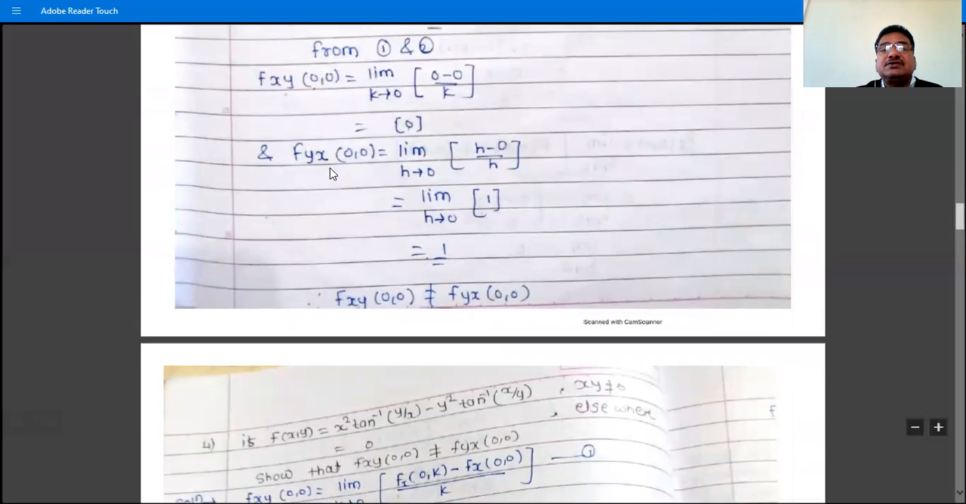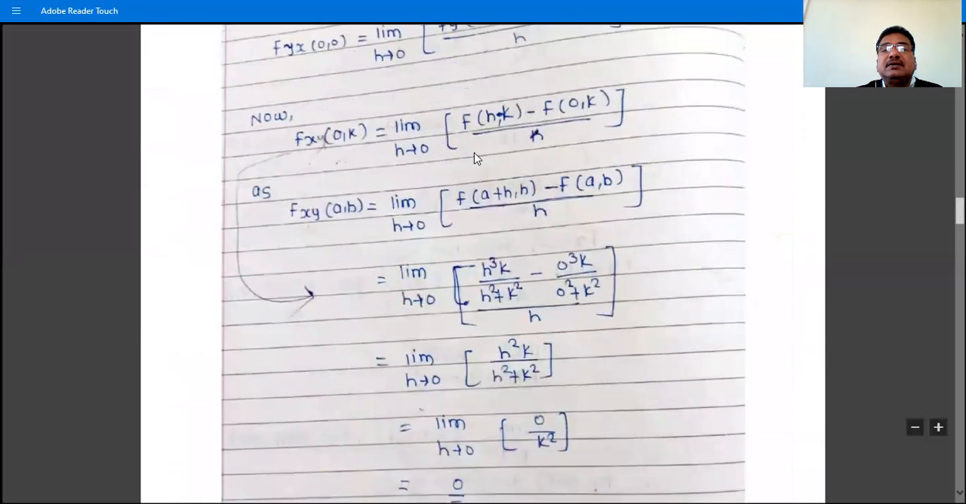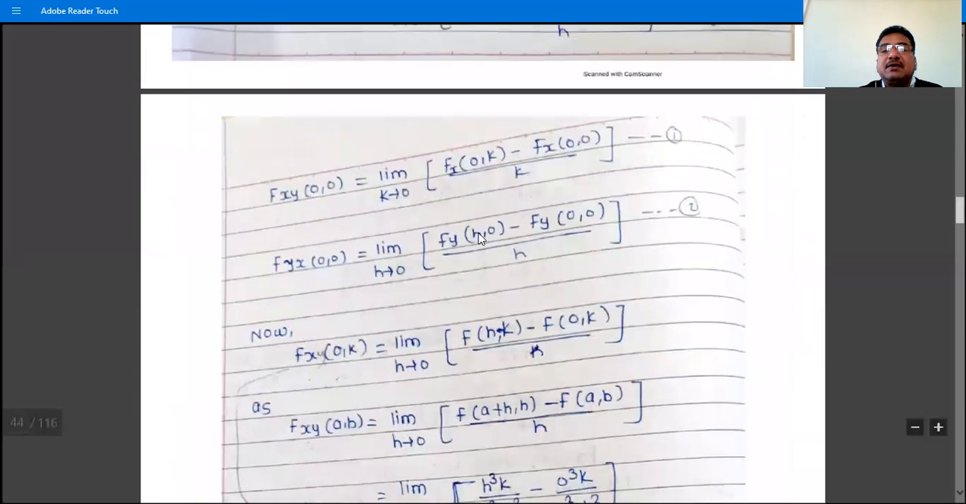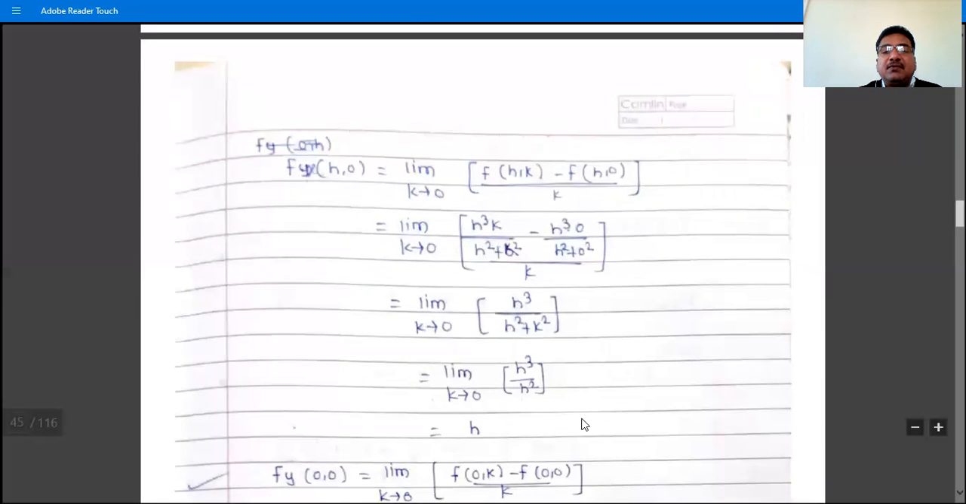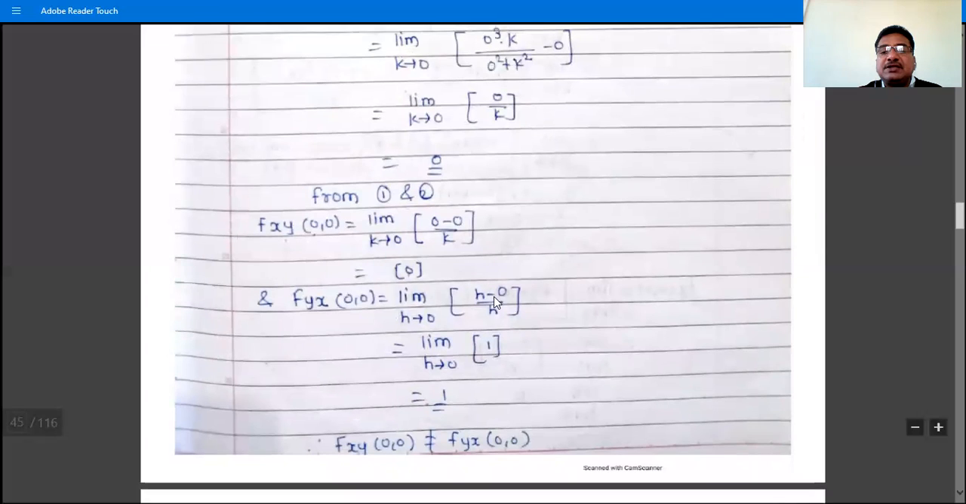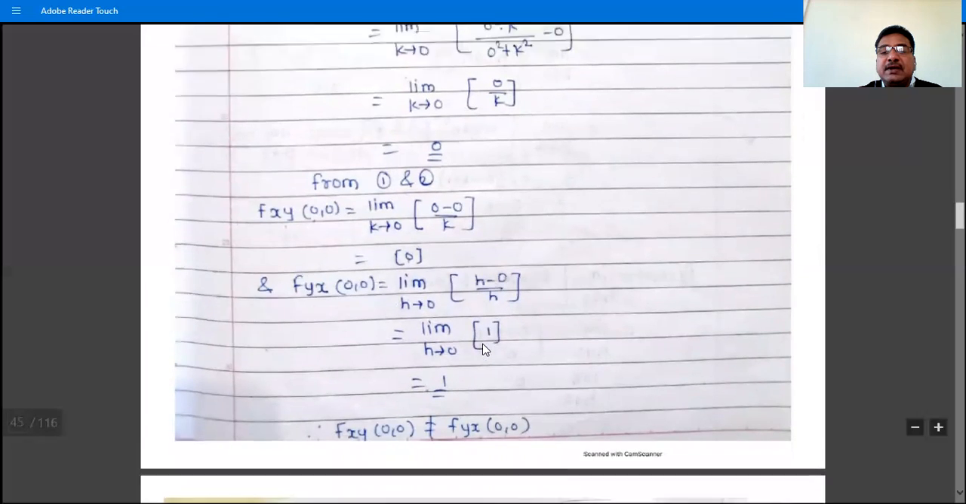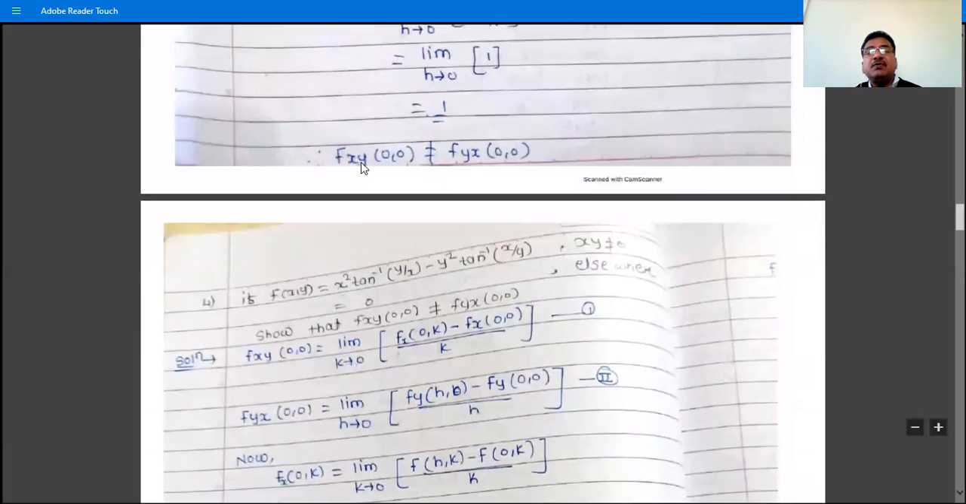And what is fyx(0,0)? It is the limit as h tends to 0. The value of fy(h,0) is h, minus fy(0,0) which is 0. So h minus 0 by h is 1, and therefore these two are not equal. fyx(0,0) is 1 and fxy(0,0) is 0. So these partial derivatives fxy and fyx are different at some points.